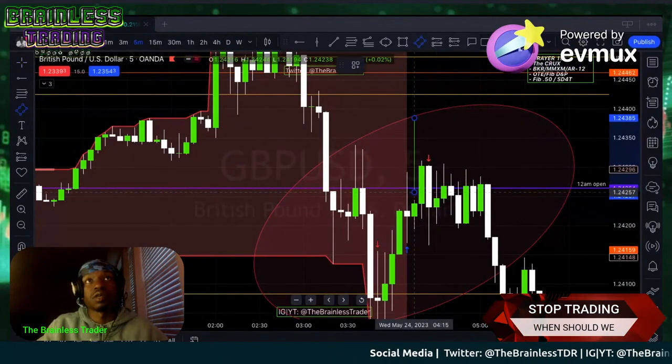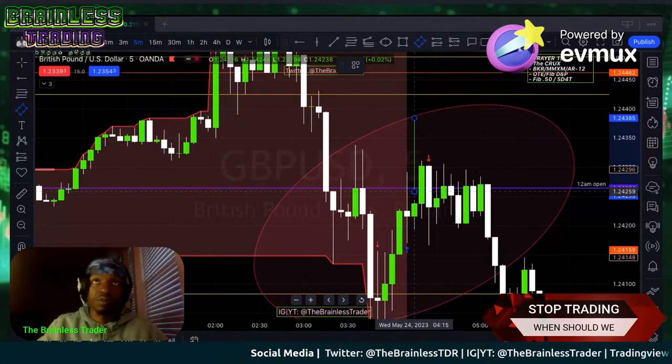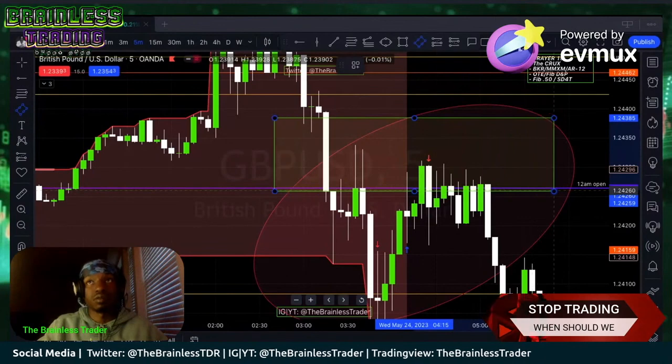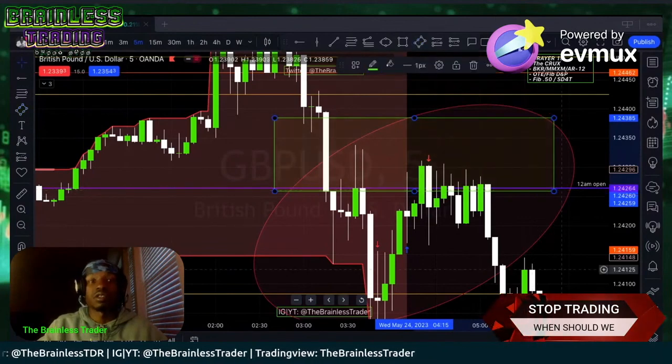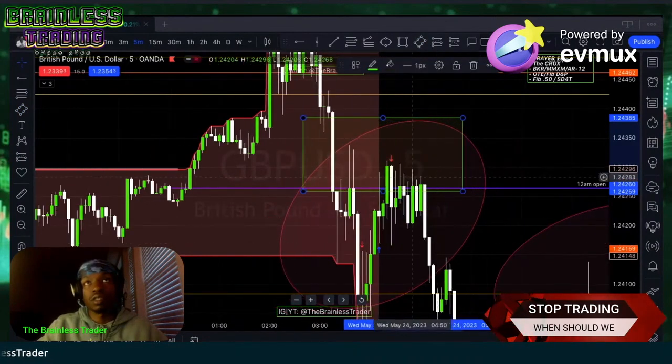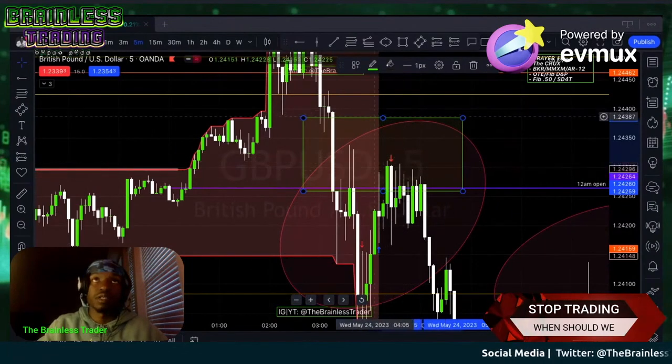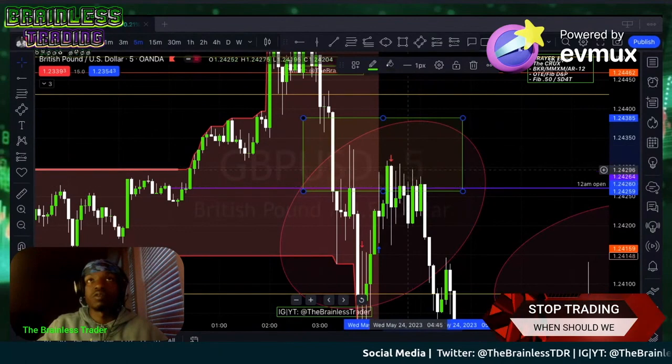Mind you, keep in mind what we talked about with the 12 a.m. open. This entry is above the 12 a.m. open, right? So probably one of the safer entries. So boom, I took that trade. Price didn't even go above. I had my stop set above this fair value gap here, but price didn't even go above my entry.